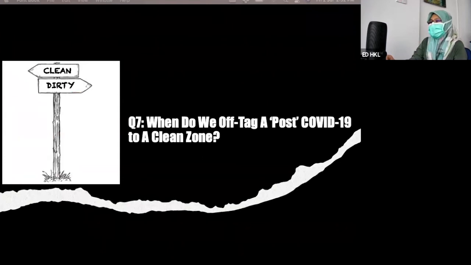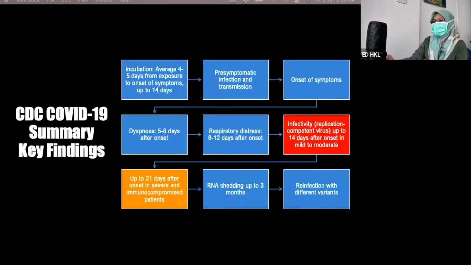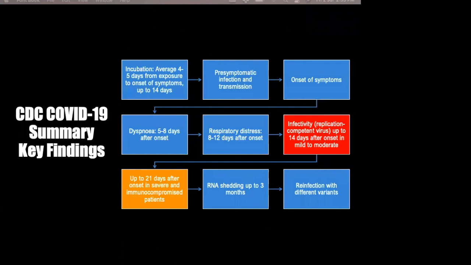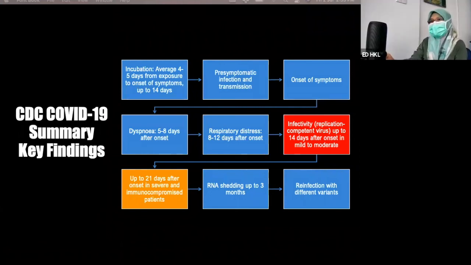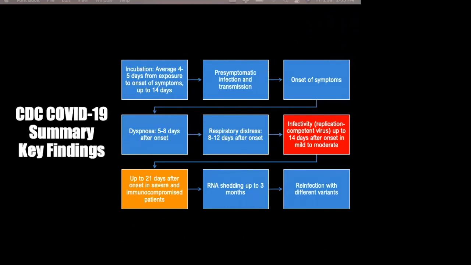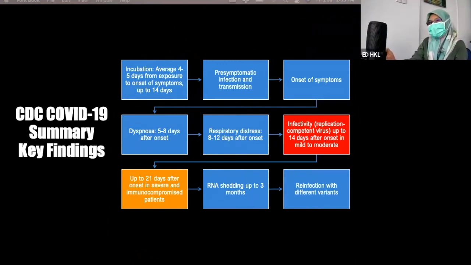Second last question. When do we off-tag a post-COVID-19 patient to the clean zone? You send to resus one, resus two, the patient is breathless. Okay, by consensus, the CDC COVID-19 summary key findings set it at day 10, but the HKL consensus sets it at day 14, because replication competent virus is undetectable.